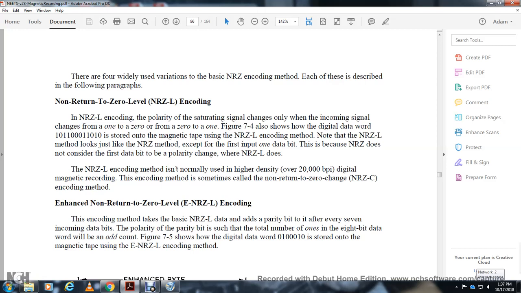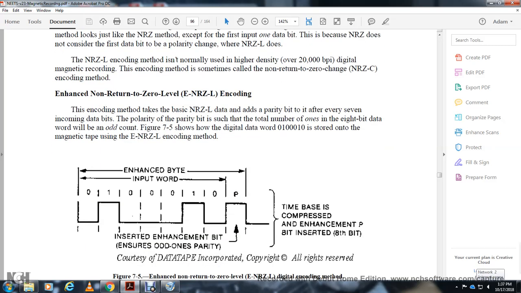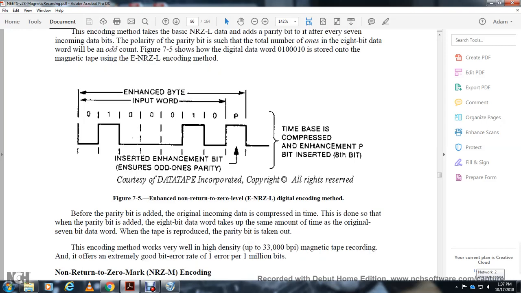Figure 75 shows how the digital word of ones and zeros is stored onto the magnetic tape using the enhanced non-return to zero level encoding method. An enhancement bit is inserted, with polarity and time-based enhancement inserted before the parity. The original encoded data is compressed in time when the parity bit is added. The 8-bit data takes up the same amount of time as the original 7-bit data, where the tape repeats the parity bit.